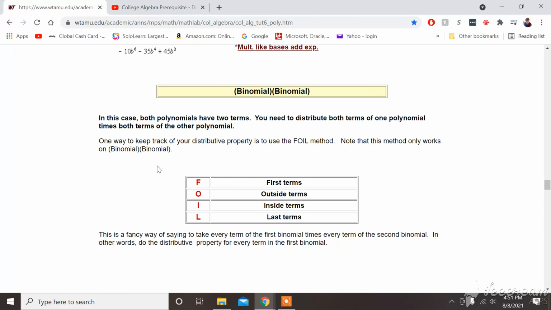F, first terms. O, outside terms. I, inside terms. L, last terms.